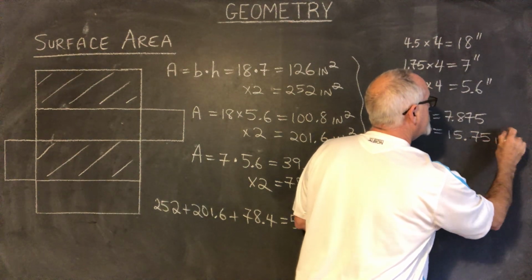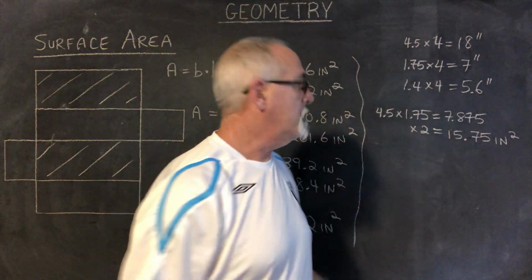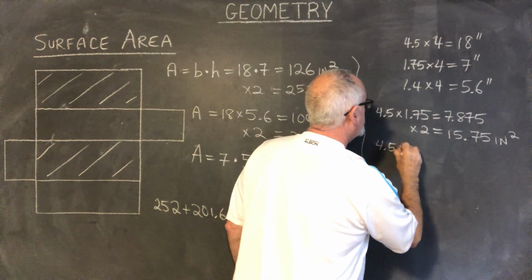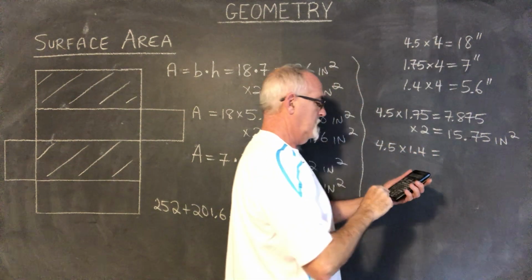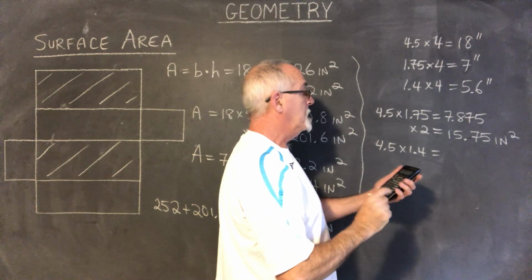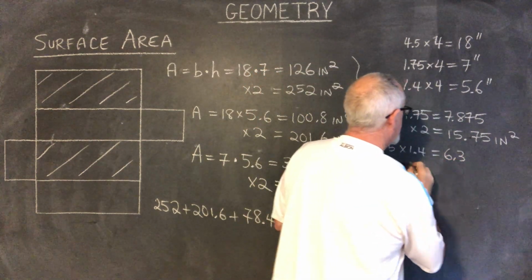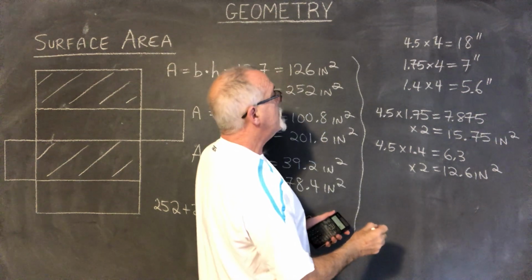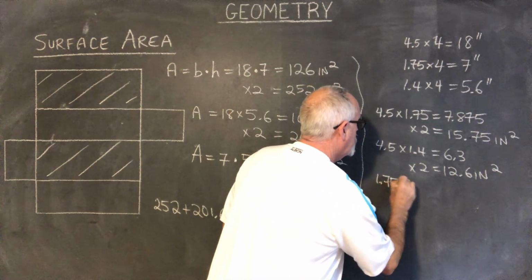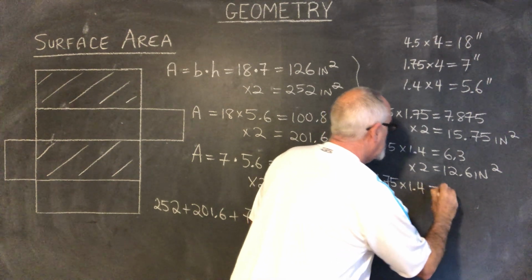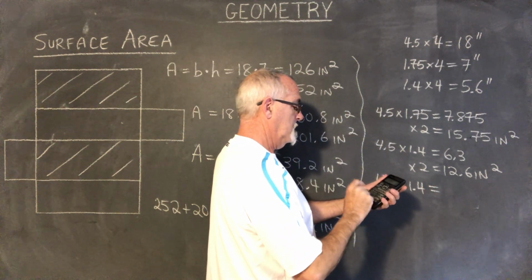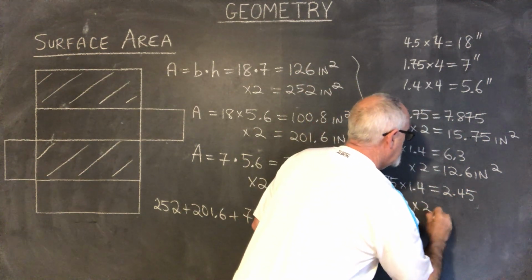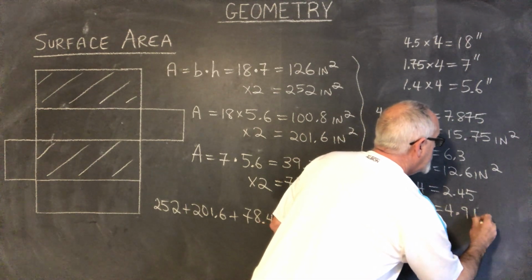Is this fitting into my video rectangle? Yes, it is. And then we have 4.5 times 1.4, which is 6.3, times 2 equals 12.6. And then we have the 1.75 times 1.4, which is 2.45, times 2 equals 4.9 square inches.